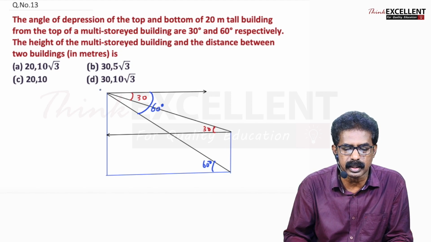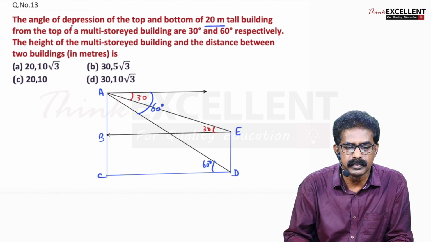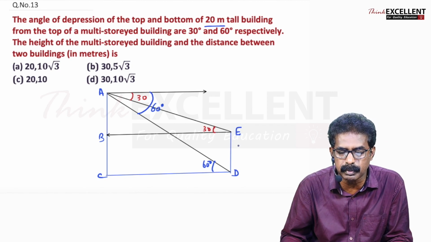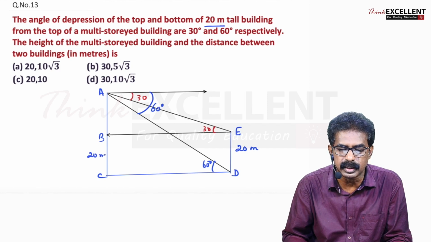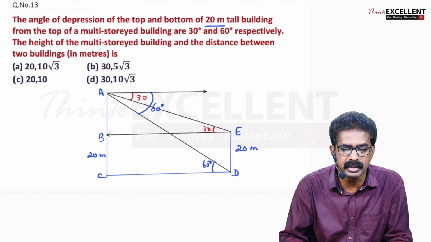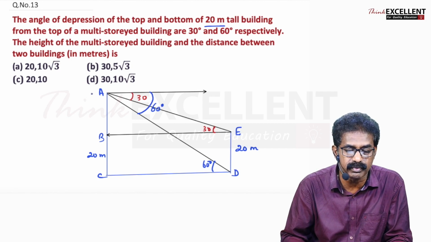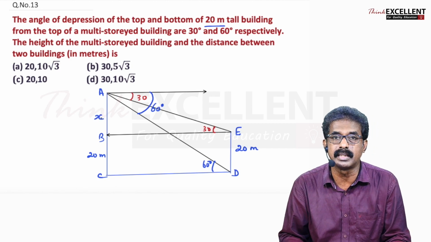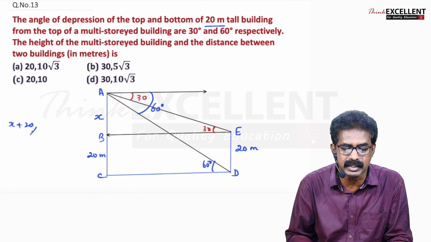Some names you can give, say A, B, C, D, E. So what is this 20? The angle of depression of the top and bottom of a 20 meter tall building. So this is 20 meter, and this BC is also 20 meter. What they asked is to find the height of the multi-storied building, which means you have to find the height of AB. I'm taking this part as X. So you have to find X plus 20. X plus 20 is the answer for the first part.